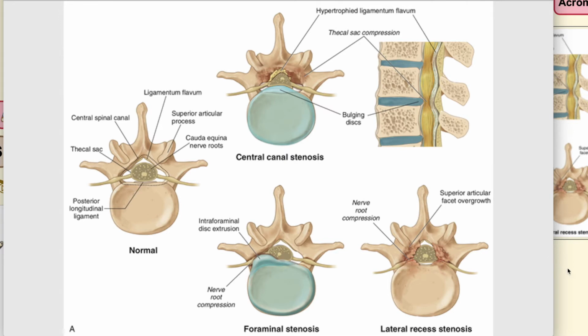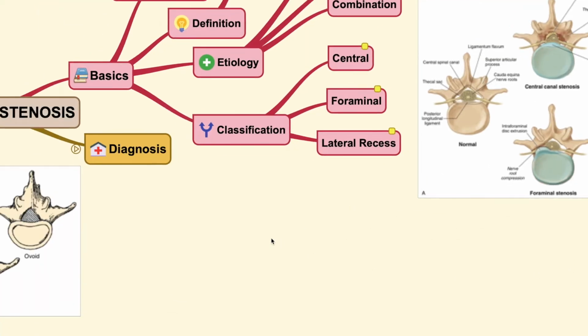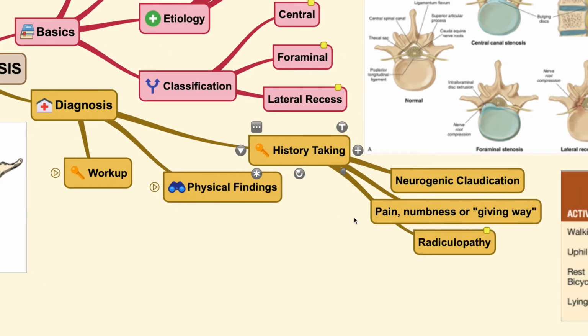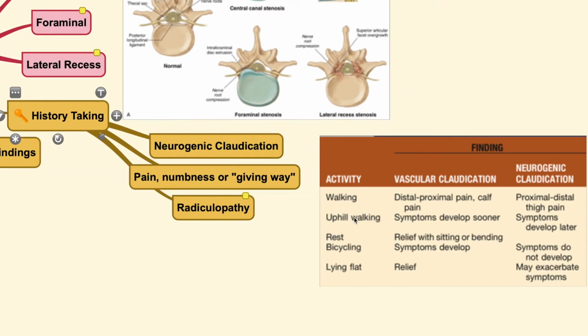While for the lateral recess stenosis, it is usually caused by articular facet overgrowth, and these are usually triggered by any degenerative changes. Now, next would be how to diagnose this condition. History taking will usually reveal that the patient has a history of neurogenic claudication.